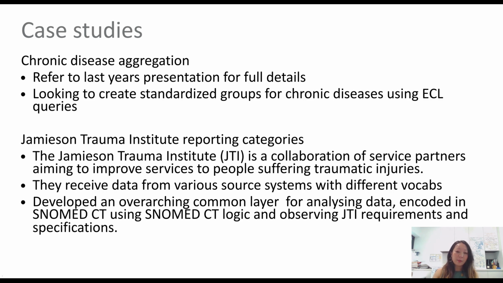The second case study that I'll be referring to is some work we did with the Jamison Trauma Institute. The Jamison Trauma Institute is a collaboration of service partners aiming to improve services to people suffering traumatic injuries. They operate in a mixed data ecosystem, and so they receive and access data from various source systems encoded in various vocabularies, such as classifications, SNOMED, free text, and many others. And so these are not necessarily equivalent in scope or specificity. This makes it difficult to do direct comparison for population-wide statistical reporting and to do analytics and research.